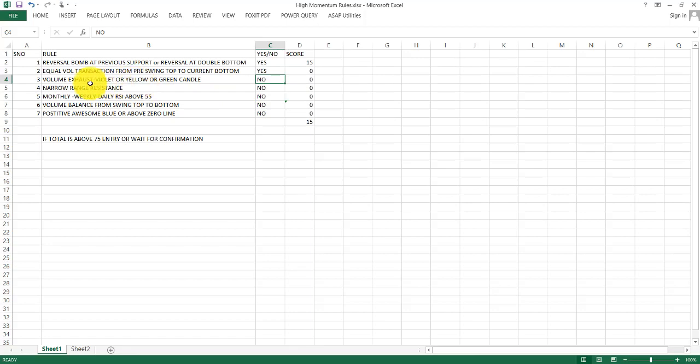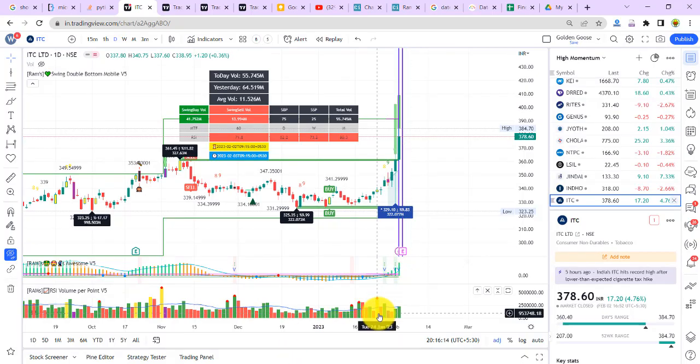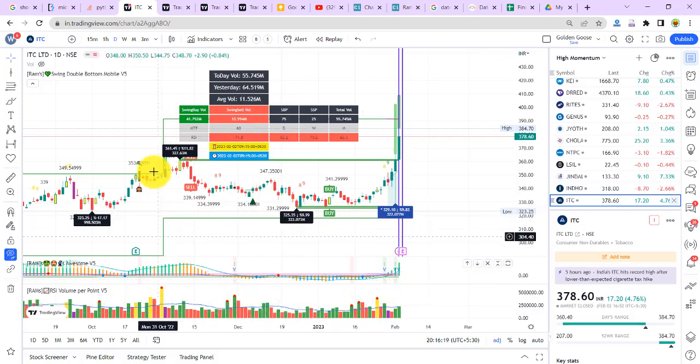Then volume exhaust violet, yellow or green candle. See, there is no violet candle here, but we can see a violet candle at the top. So from here the price has fallen, so there is no violet candle, but here we can see the violet candle, and from here onwards the price has moved up.